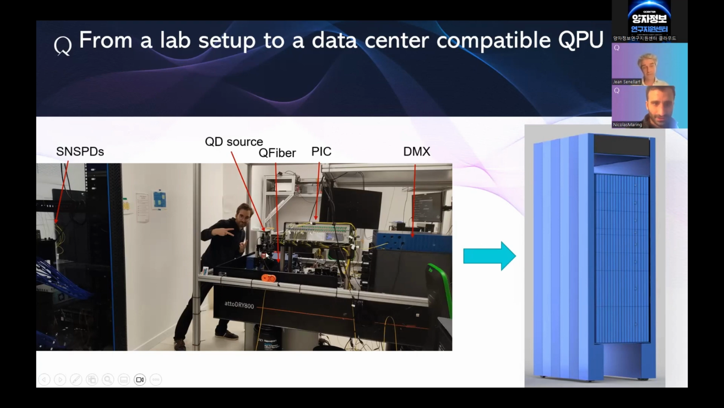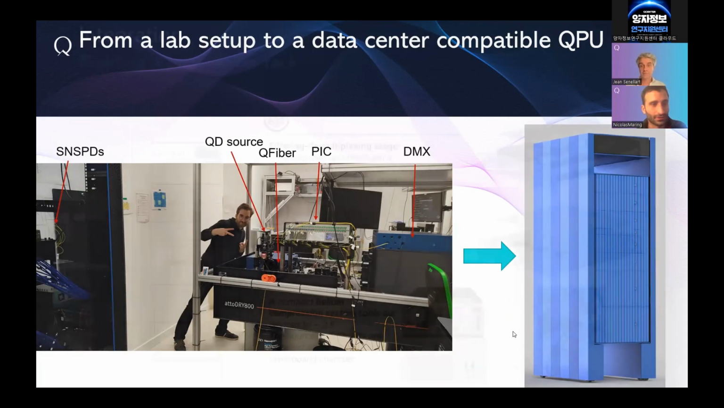So you have optics on top. Should have put a picture, but you have optics on top to access the single photon source. You have the demultiplexer box here and the photonic integrated circuit there. And so we recently had a client who wanted a fully integrated system in their data center. And so we had to do this work of engineering to go from a lab setup to a fully integrated and data center compatible setup.